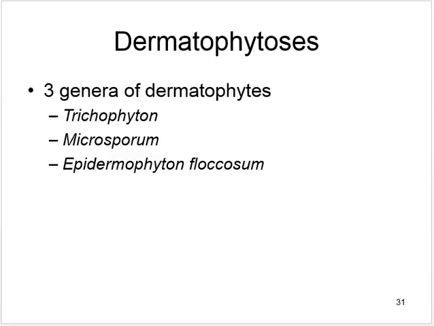There are 3 genera of dermatophytes: Trichophyton, Microsporum, and Epidermophyton floccosum. These produce extracellular enzymes called keratinases, and it's why they're capable of hydrolyzing keratin. The superficial or cutaneous mycoses are usually confined to the outer layers of the skin.